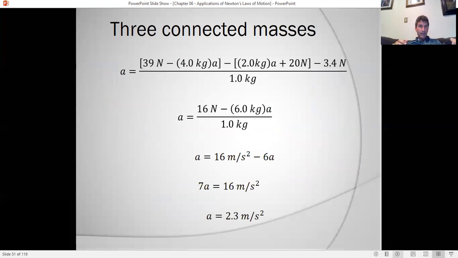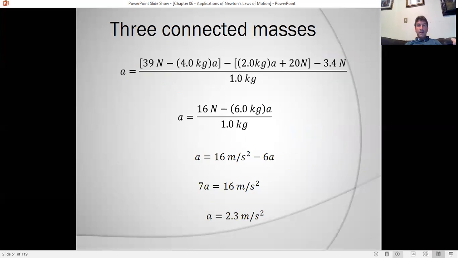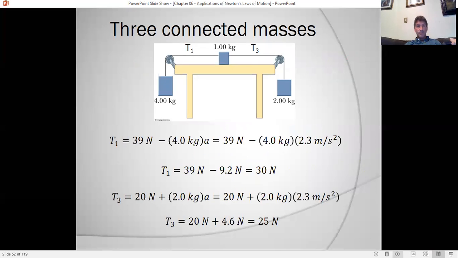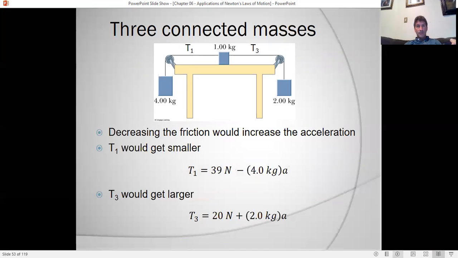And there that is, okay? Not so transparent. There's the one tension, there's the other tension, and there's a friction. And we find out that it's accelerating at 2.3 meters per second squared. Okay? But 3 unknowns, 3 equations. We can also solve for the tensions in the end. Plug in my acceleration in my T1 and my T3 equations, and I can find those unknown tensions.